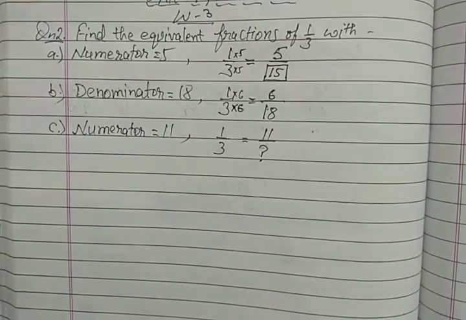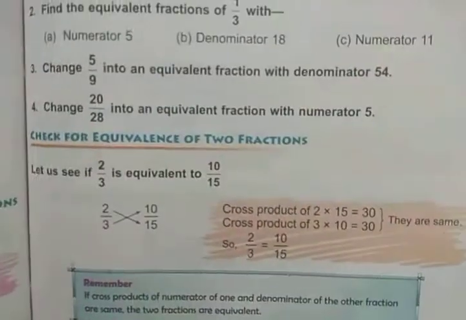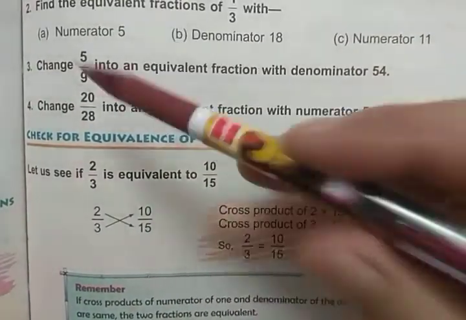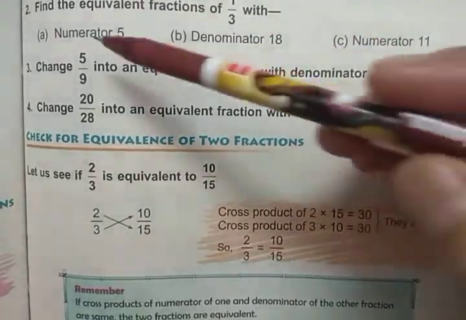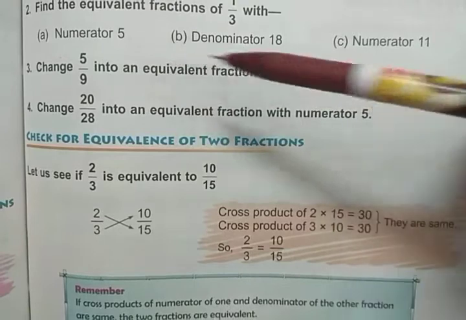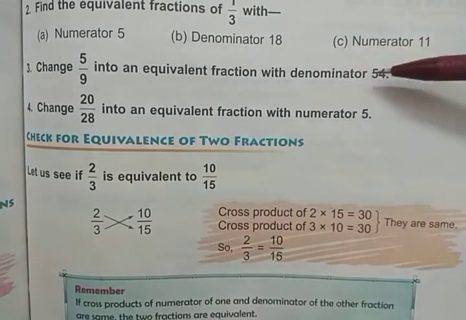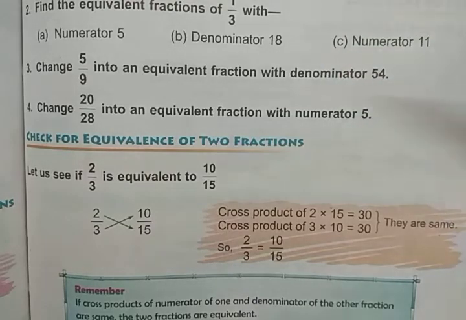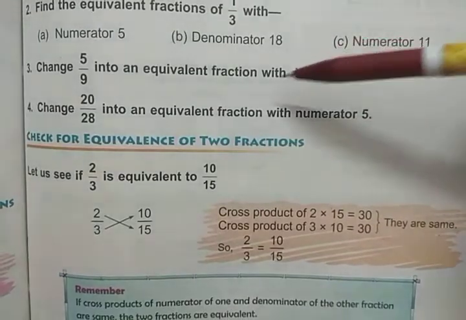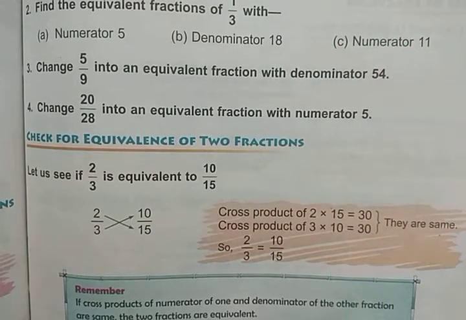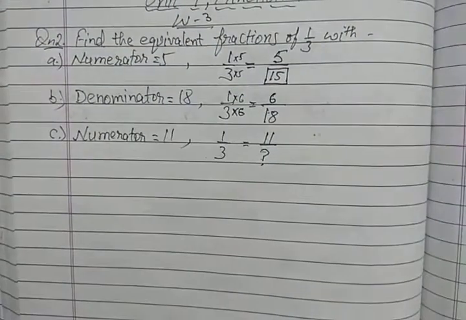Now the third question. Change 5 upon 9 into an equivalent fraction with denominator 54. Again, this question is of the same type. Here the fraction is given and you have to find the equivalent fraction with the denominator 54. And let us solve it.